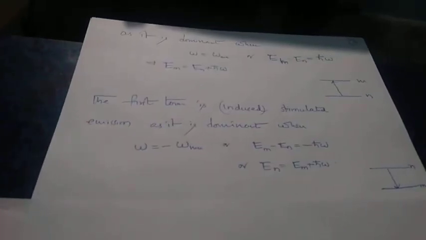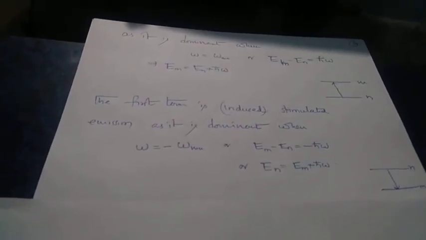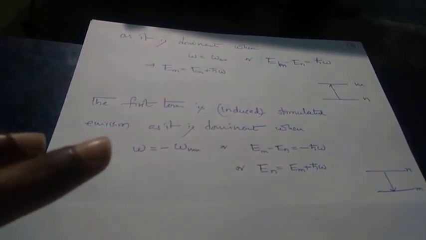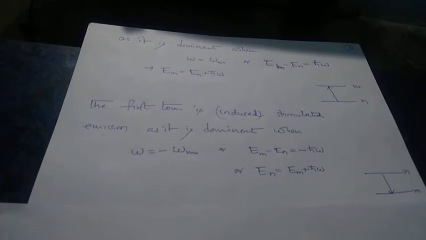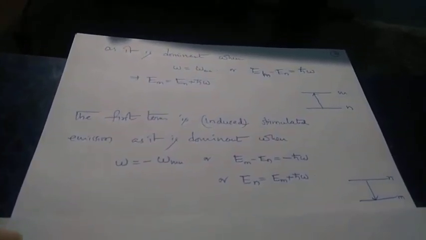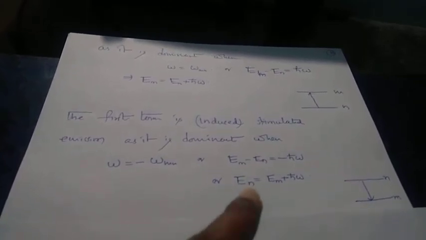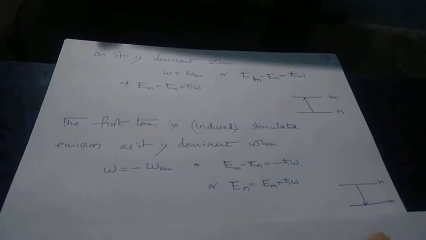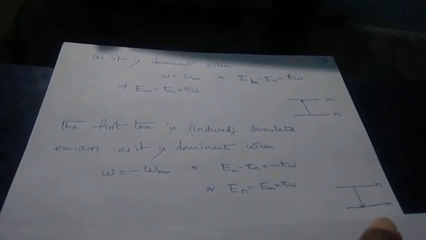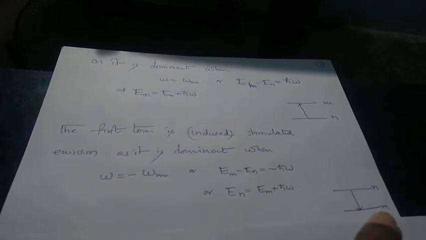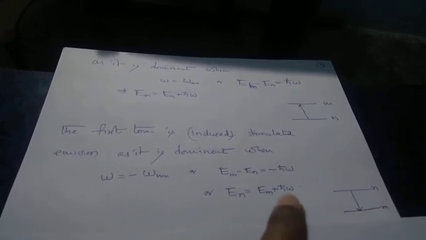And the first term in the expression of a_m(t) will be dominant when we have the case of omega being equal to negative omega mn, and in this process we see that E_n will be E_m plus h cut omega. That means the energy level n is actually bigger than energy level m by a factor of h cut omega.